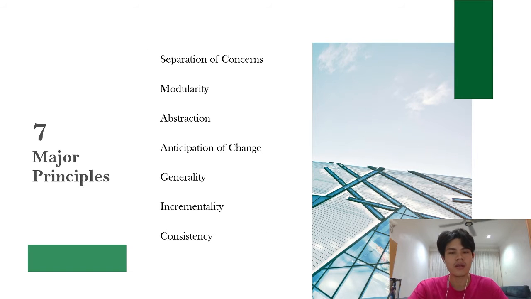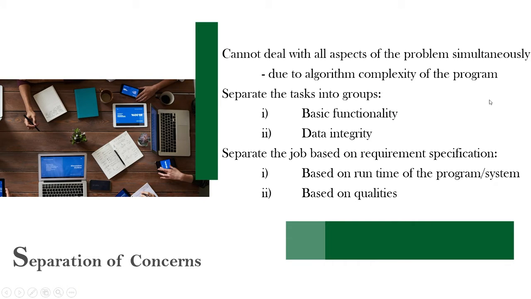There are a total of several major principles that are the rule of thumb for software engineering, which are separation of concern, modularity, abstraction, anticipation of change, generality, incrementality, and consistency. From now on, for the listening experience, I will switch off my camera and present my slides.